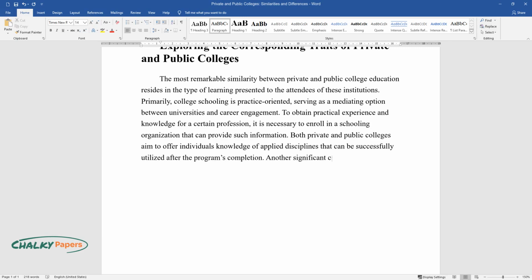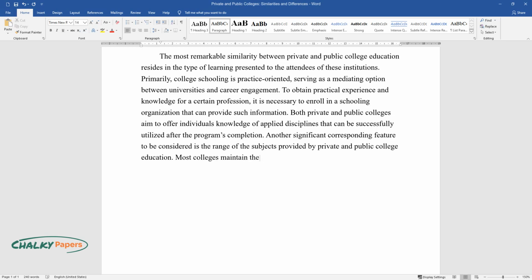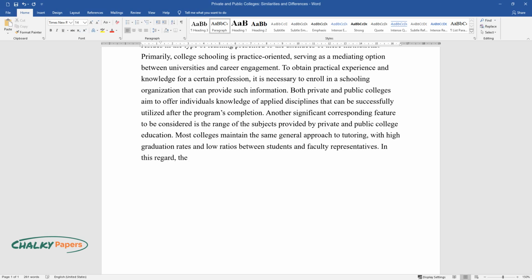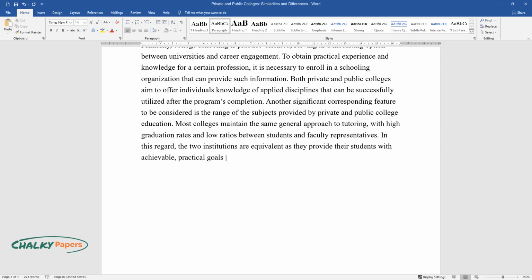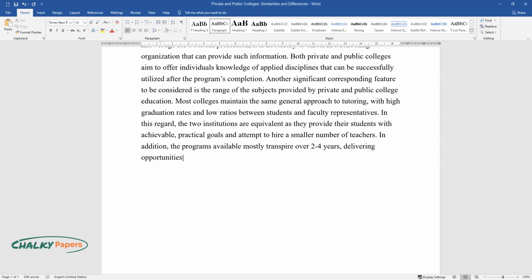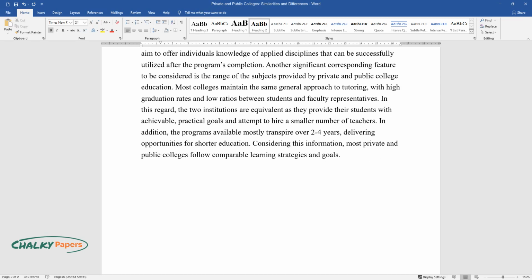Another significant corresponding feature to be considered is the range of the subjects provided by private and public college education. Most colleges maintain the same general approach to tutoring, with high graduation rates and low ratios between students and faculty representatives. In this regard, the two institutions are equivalent as they provide their students with achievable, practical goals and attempt to hire a smaller number of teachers. In addition, the programs available mostly transpire over 2 to 4 years, delivering opportunities for shorter education. Considering this information, most private and public colleges follow comparable learning strategies and goals.